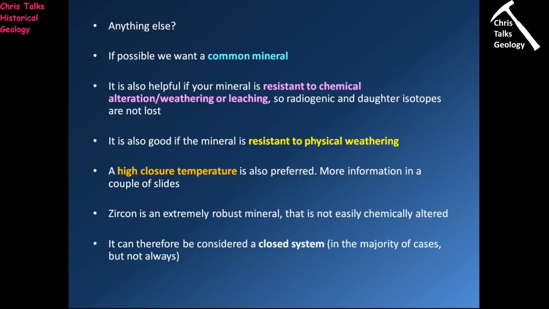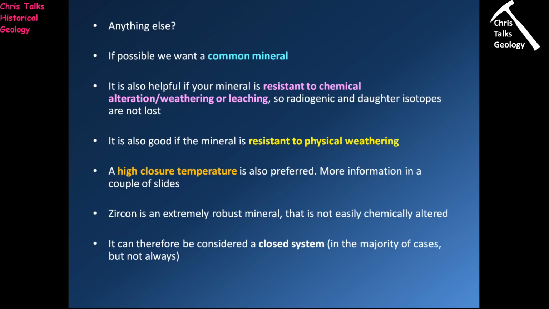So is there anything else we want when we're trying to find a good mineral for radiometric dating? Well, yeah, one of the most obvious ones is we would love it if the mineral we're looking at is common. The more common it is, the easier it's going to be to find, and the more of it there's going to be. And so that means you can analyze your rock more efficiently and more cheaply.